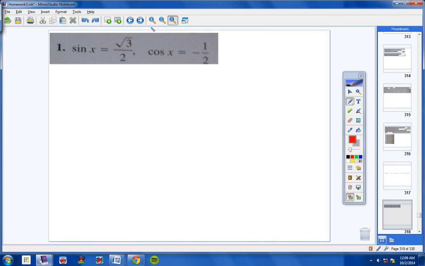Let's take a look here at number 1. The directions say to use the given values to evaluate the remaining trig functions. So very quickly, I'm going to write sine, cosine, tangent, and then cosecant, secant, cotangent. And then I'm going to find out what quadrant we're in. So let's see. I want sine to give me a positive number and cosine a negative. So that would be this quadrant here. So we're in quadrant 2.